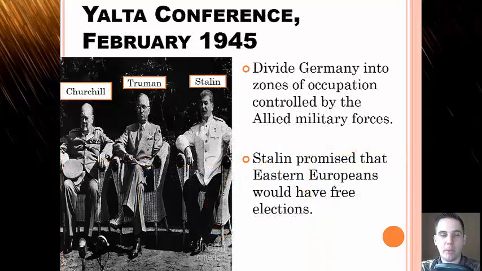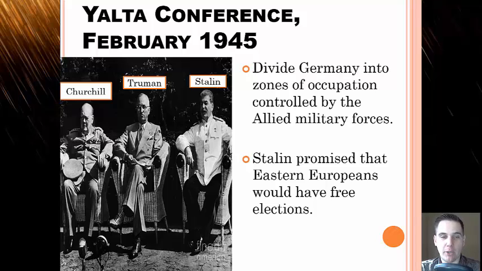So the first crack in the relationship between East and West was the Yalta Conference, February 1945. With Nazi Germany gone, there were no more enemies. So the Soviet Union, led by Stalin, and America, led by Truman, and England, led by Winston Churchill, had to figure out what to do with Germany. So they divided it into zones of occupation controlled by Allied military forces.